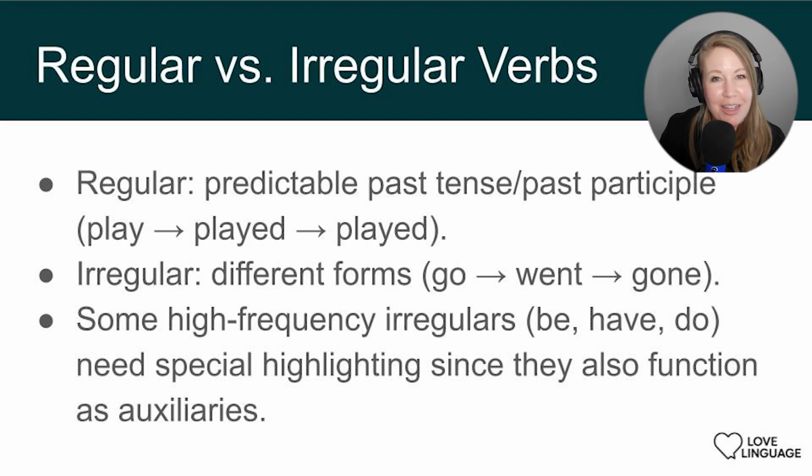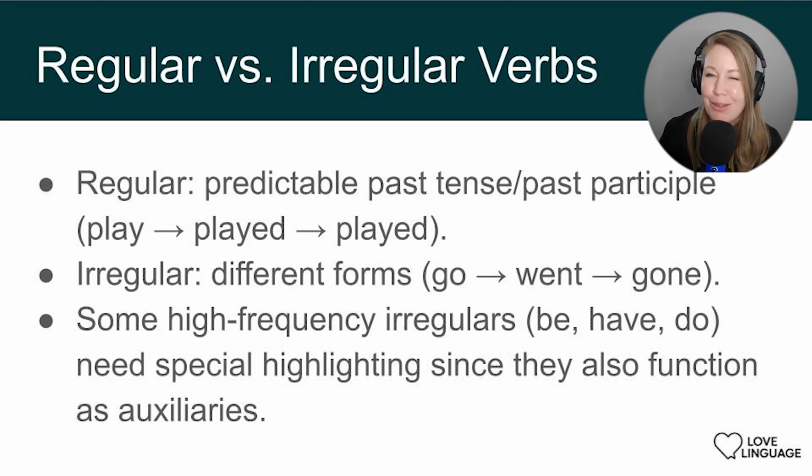Okay, but now let's talk about regular and irregular verbs. In plain language, regular verbs are predictable. Irregular verbs are not. They're kind of like exceptions to the rules. So regular verbs form their past tense and past participle in a very predictable way, usually by adding ed. We just said this, right? For example, play becomes played, and the past participle is still played. Once you know the pattern, you can apply it to almost any regular verb.